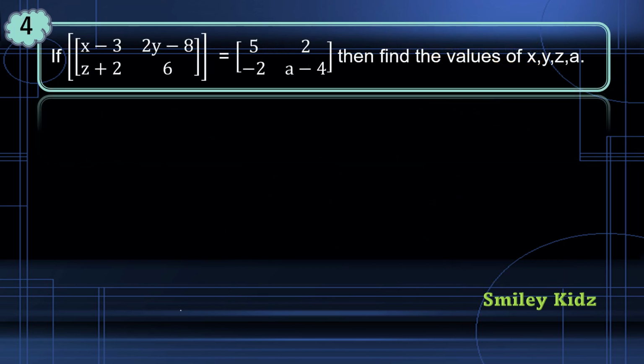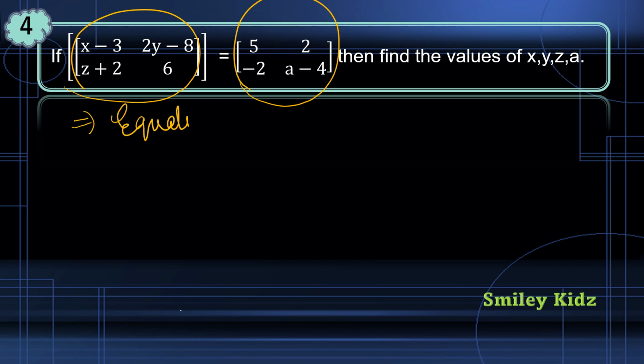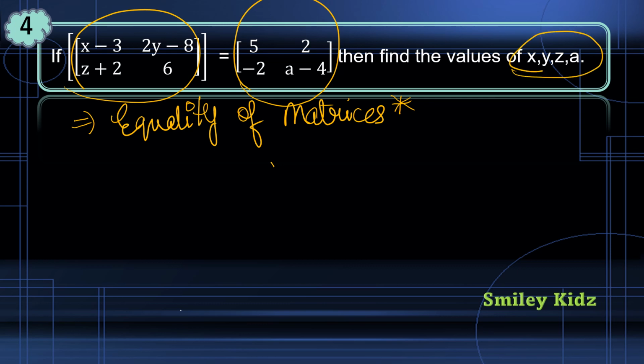Moving forward, we are given one matrix which is equal to another matrix. So here definitely the equality of matrices will be implemented, right? So equality of matrices is the topic we are going to implement here. All right. So a matrix is equal to another matrix, then you're going to find x, y, z and a. So when the matrices are equal, their corresponding elements are equal.